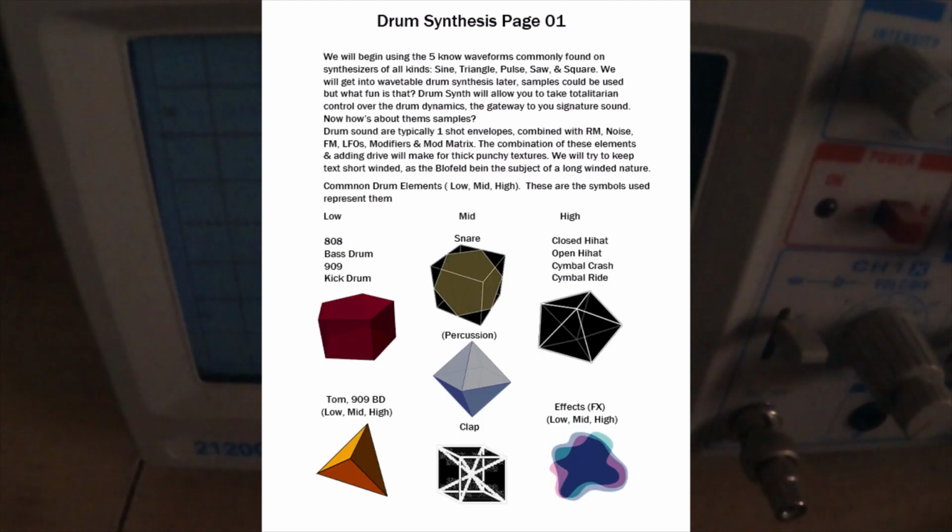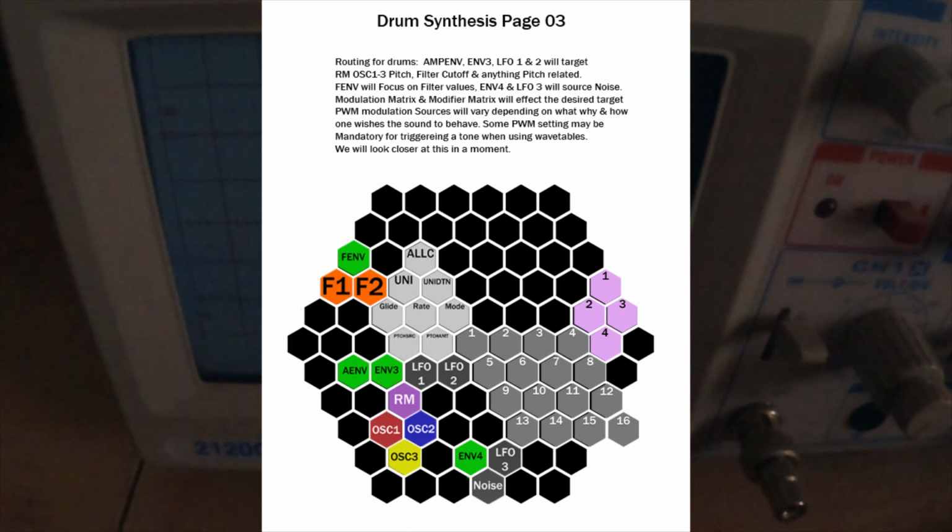And then page 3, okay, filter envelope is going to target mainly filter parameters. Amplitude envelope, envelope 3, LFO1 and LFO2 are going to target ring mod, oscillator 1 through 3, parameters. Envelope 4, LFO3 are going to target noise. Mod matrix and modifier matrix and the common matrix is going to target whatever you need it to, or whatever it's set to. And you'll notice that if you mess around with drum synthesis, everything is streamlined.